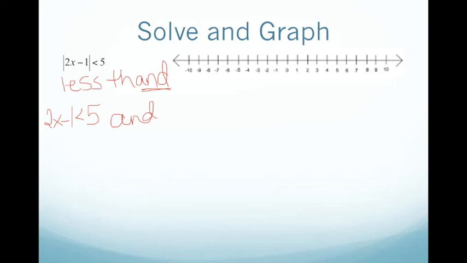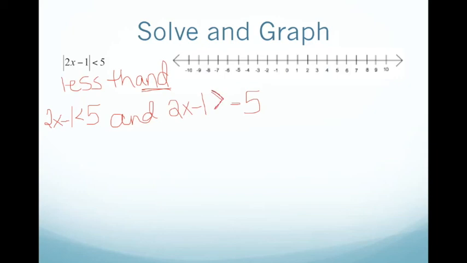The second case, and this is where it gets a little tricky, is going to be the same thing. No absolute value bars, 2x minus 1, but we had a positive 5. Our other case is negative 5. Now we changed that 5 to a negative, and that means we need to switch our inequality sign. Just like when we multiply or divide by a negative number, we have to switch that inequality sign.